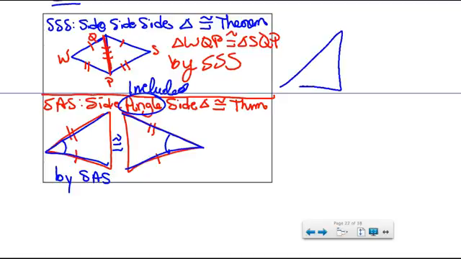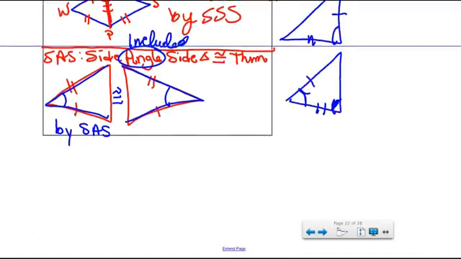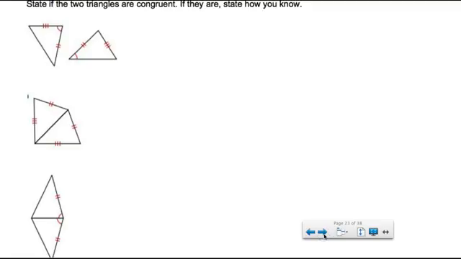Off on the side here, which you don't need to put down, make sure if it goes like this and it goes side angle side, and this one goes side like that, you can't say those are congruent by side angle side because this isn't the one included between these. It'd have to be this one over here. So just be careful what markings you get. Otherwise, it's a fairly easy one to use. So next up on the next page: state if the two triangles are congruent. If they are, state how you know.